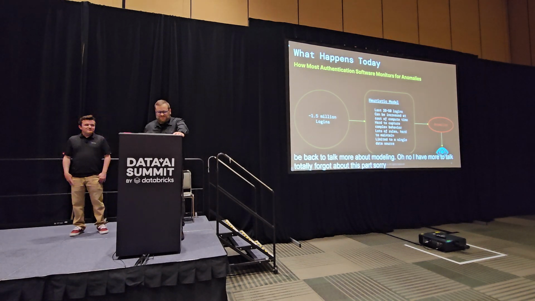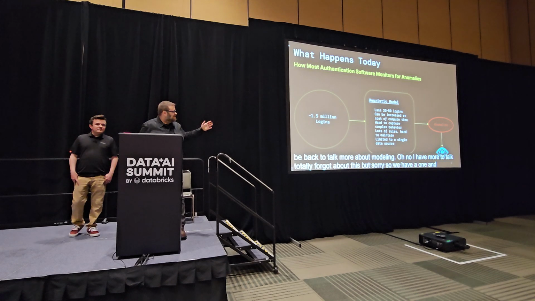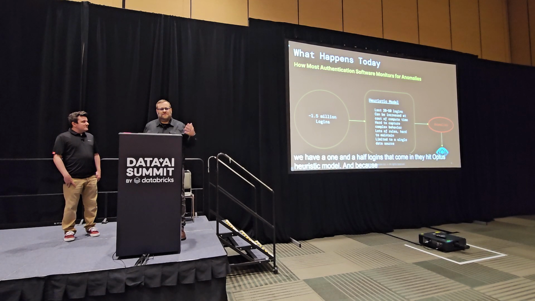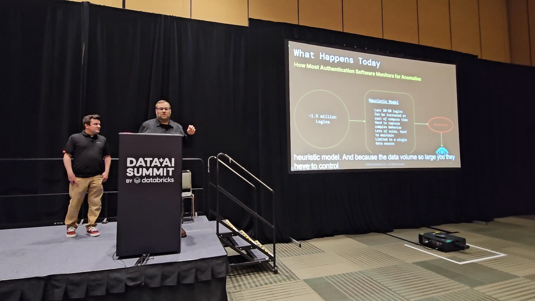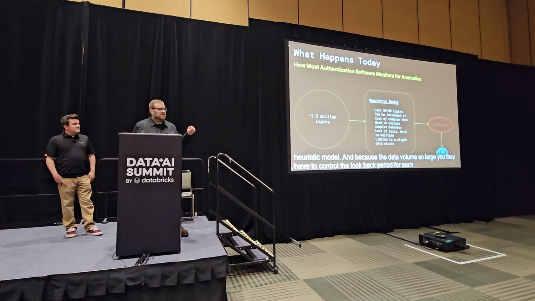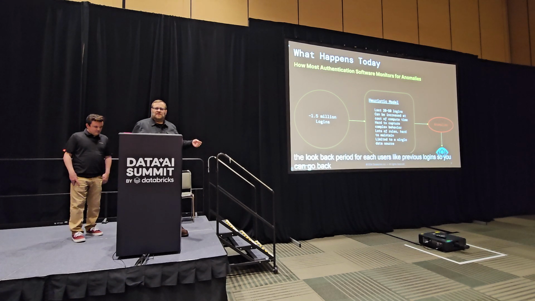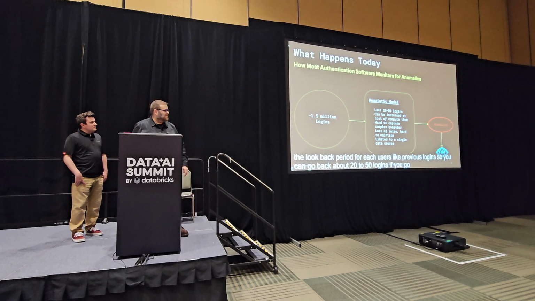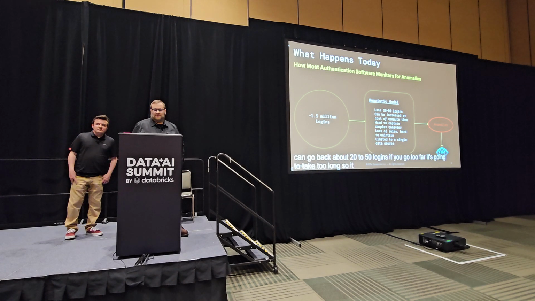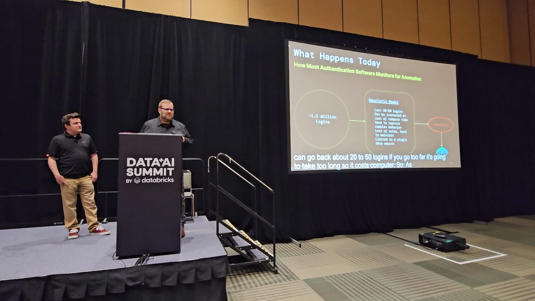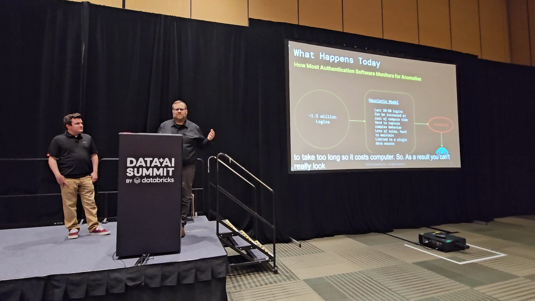Sorry. So we have about 1.5 million logins that come in. They get Okta's heuristic model. And because the data volume is so large, they have to control the look-back period for each user's previous logins. So you go back 20 to 50 logins. If you go too far, it's going to take too long, so it costs compute performance. As a result, you can't really look long-term at people's behavior.